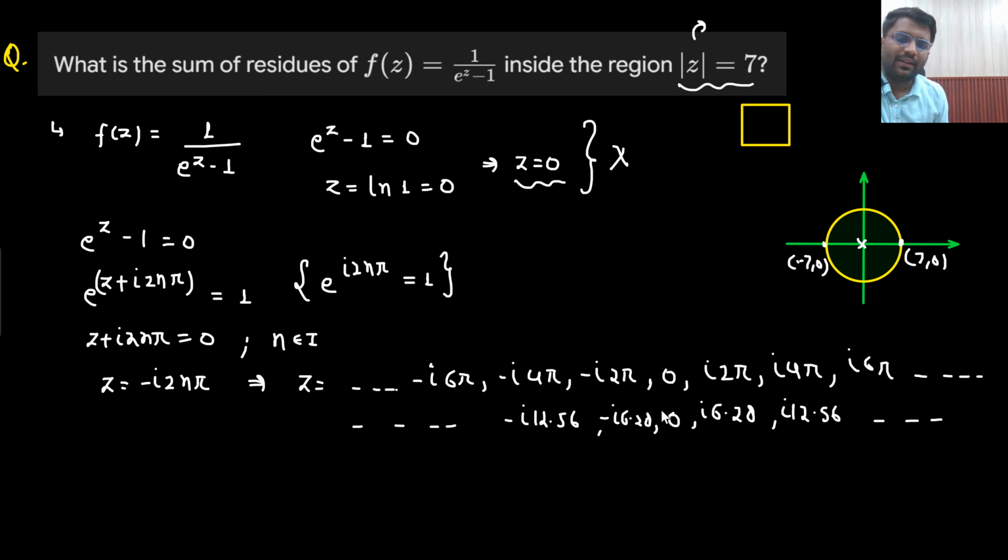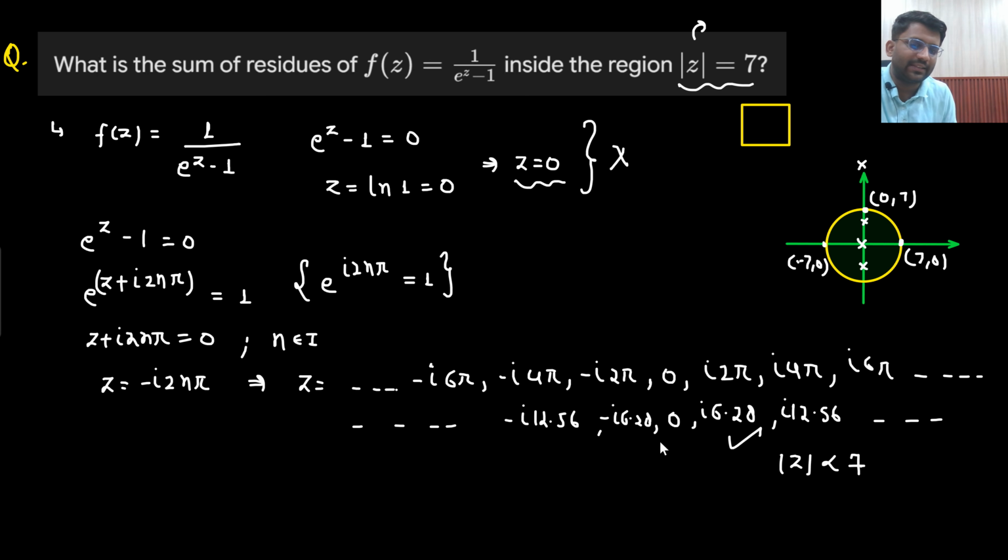So 0 will be lying here. What is iota 6.28? What is this point? So this point is 0, 7. Iota 6.28 will be lying here, no? Iota 12.56 will be lying outside. Minus iota 6.28 will be lying here. Basically mod of z equals 7. Mod of z equals 7. So if mod of z is less than 7, then all the points will be lying inside.